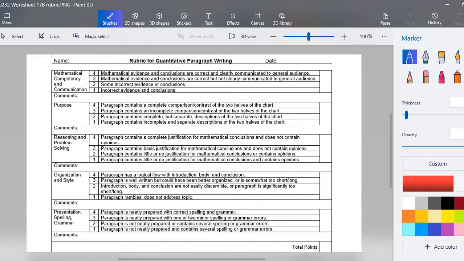So let's notice what it mentioned. It said that there are 5 sections: math competency and communication, purpose, reasoning and problem solving, organization and style, presentation, spelling, and grammar. 5 sections. Each section has a 1 through 4. 4 being the best score, described after each 4, all the way down to 1, and it is described what a 1 looks like.